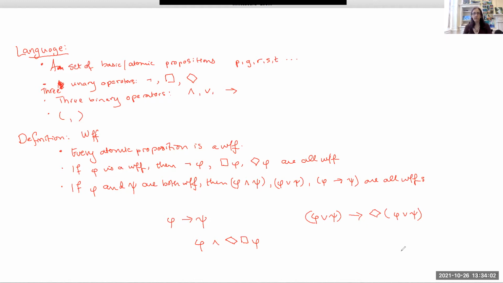So if you remember your propositional logic, the modal propositional language is very easy. It works exactly the same, except we have the addition of two new unary operators, which we will interpret next time as possibility and necessity. So there you have it, the language of propositional modal logic.